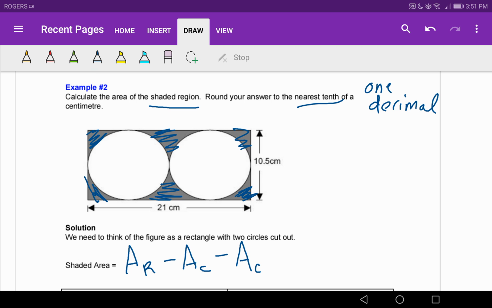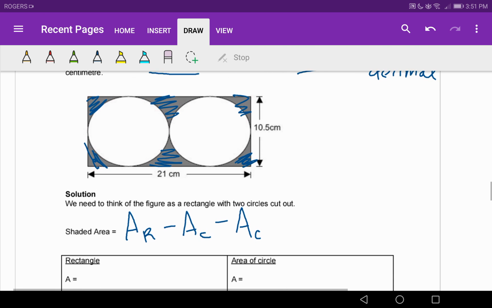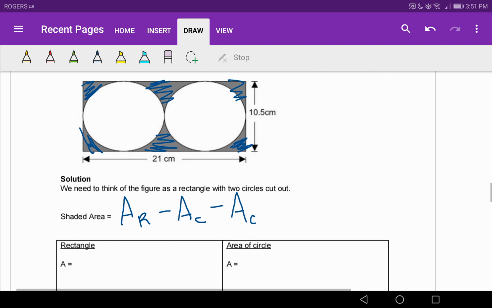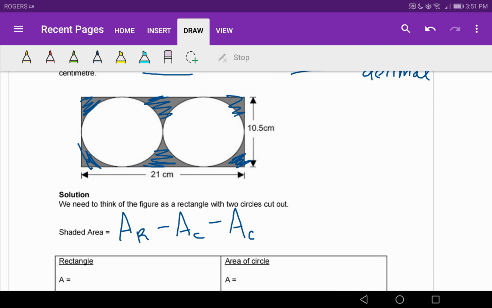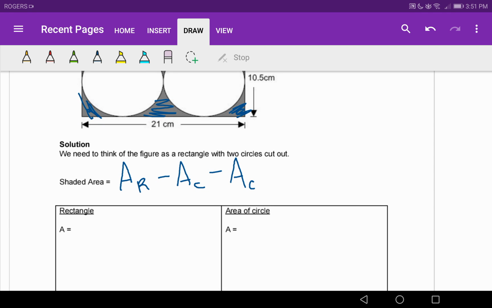So let's go ahead and do that. Let's see here. Let's start with our area of the rectangle. It's very straightforward. What's our length? Well, first I guess I should write out the formula. So area of a rectangle is length times width, where in my case of this rectangle, my L is 21 and my width is 10.5. It doesn't matter what order those are in, okay, because we're just multiplying them, so it doesn't make a difference.